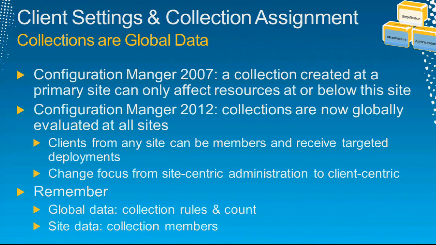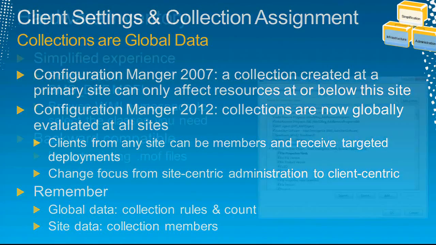And I'll show you something that's kind of confusing and unique in the 2012 product with the collection membership rule status. So the bottom is very important: global data, collections and rules, and the count of objects in your collections. But the actual members are site data. So you see the members of a collection at the central site and your site, but not a sibling parent or sibling primary site.